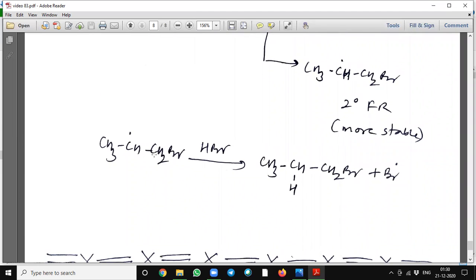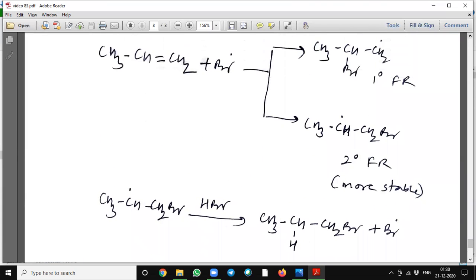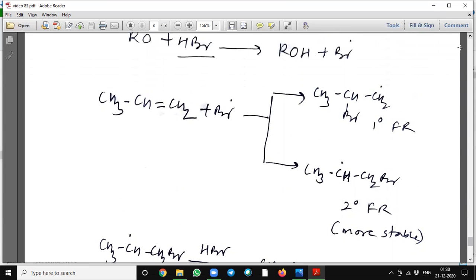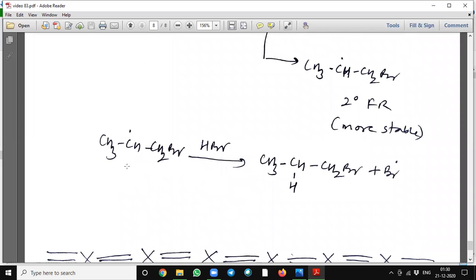See here how this mechanism works. Then this bromine free radical, formed here, may attack either the first or the second position. If it adds to the second position, it will form a primary radical; if to the first, a secondary radical. As we know, a secondary free radical is more stable compared to a primary free radical, and ultimately we will get the product 1-bromopropane.